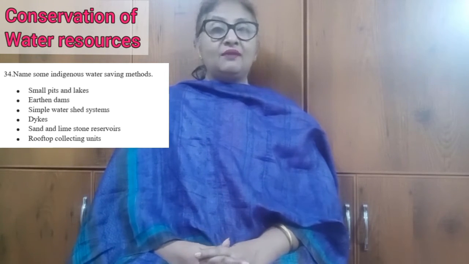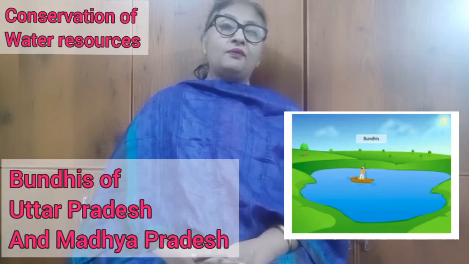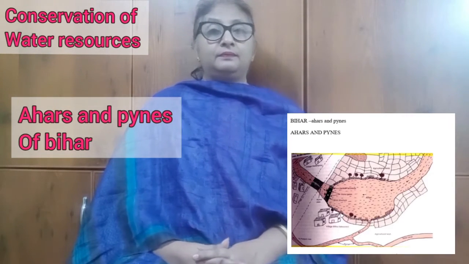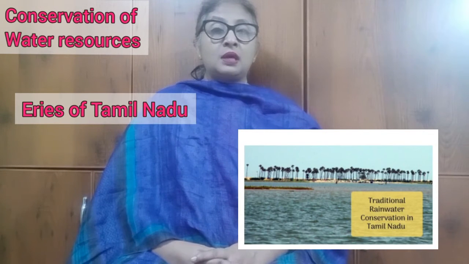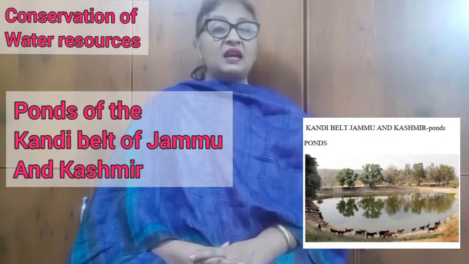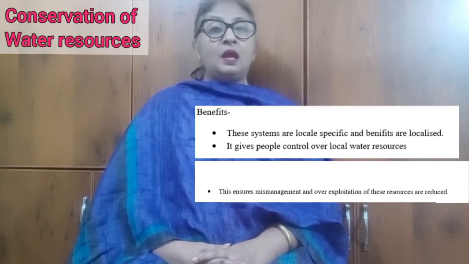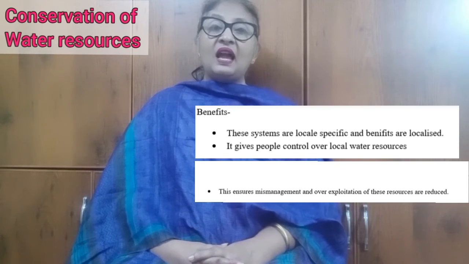Now let us look into the various water harvesting systems that are specific to certain states. For example, khadins, nadis and tanks in Rajasthan, bundis of Uttar Pradesh and Madhya Pradesh, ahars and pynes of Bihar, eris of Tamil Nadu, surangams of Kerala, katas of Karnataka, and ponds in the Kandi belt of Jammu and Kashmir. These are a few water harvesting systems exclusive to these places. Therefore, these methods are locale specific and highly localized.